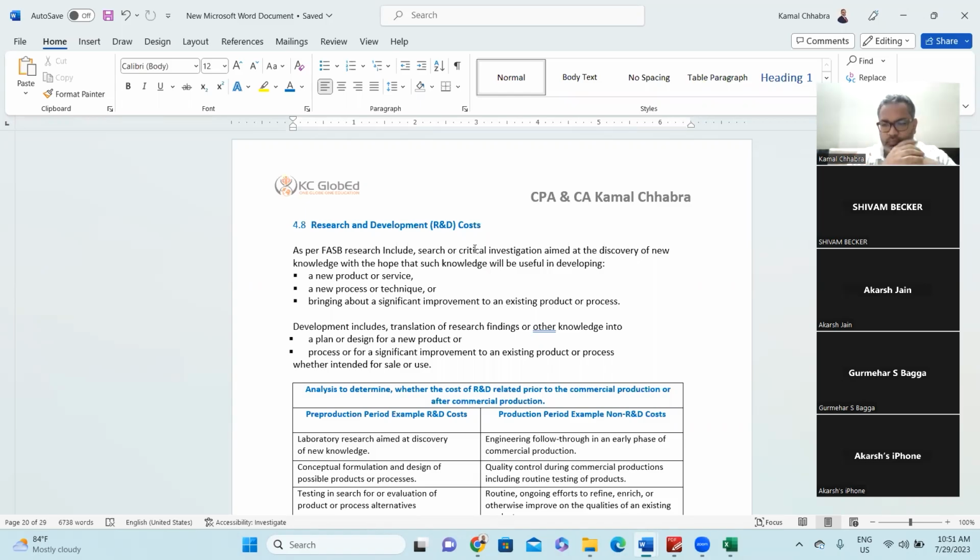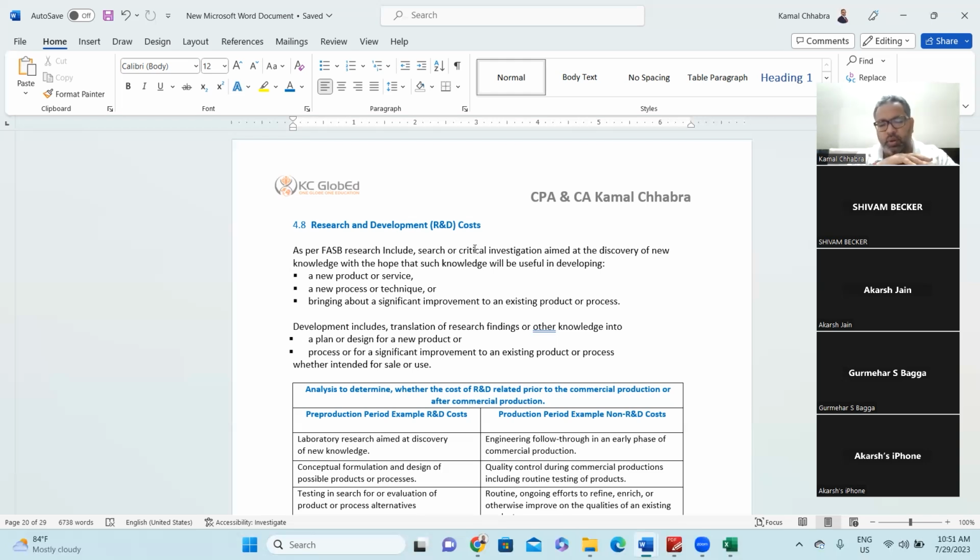Sir, for example, if a pharmaceutical company is making a drug, they'll do research on creating those drugs. So I believe that will categorize as research and development to a certain extent, and after a certain point that will be capitalized.